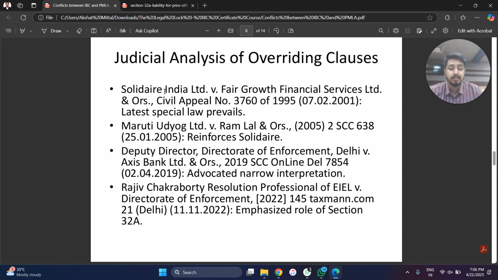With this interpretation, this judgment has now created three phases: one is pre-CIRP, one is during CIRP, and one is post-CIRP. Rajiv Chakrabarty's case has cleared the position for the post-CIRP scenario. Once the CIRP is completed, the CD is absolved of all criminal liability as per Section 32A, and in such a case the IBC takes precedence over the provisions of PMLA. Still, the question is left: what about pre-CIRP and what about during CIRP?